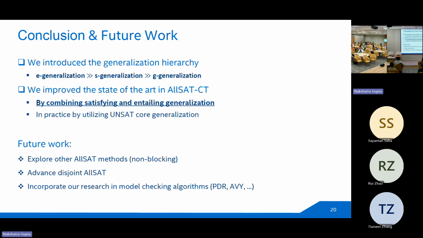So to sum things up, we introduced the generalization hierarchy where the intelligent generalization is stronger than satisfying generalization. And using that observation, we managed to improve the state of the art in our enumeration application by combining satisfying and intelligent generalization. That's it.